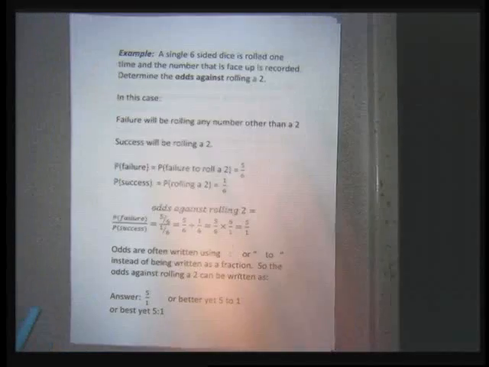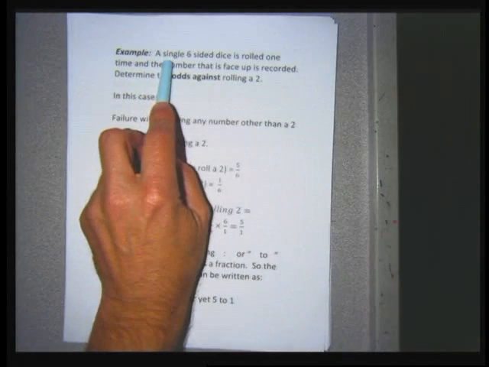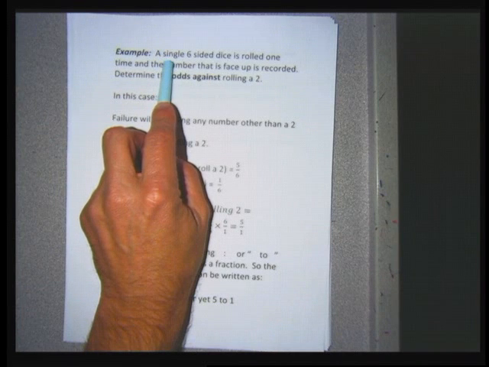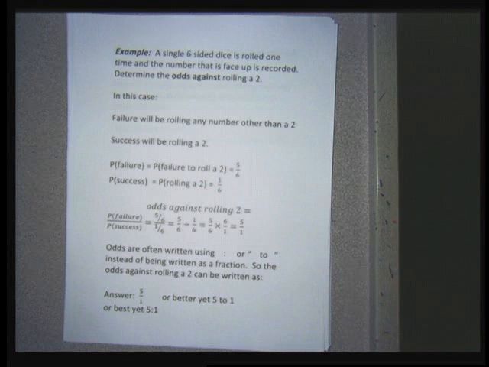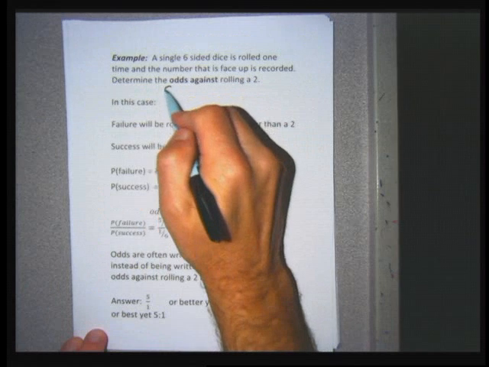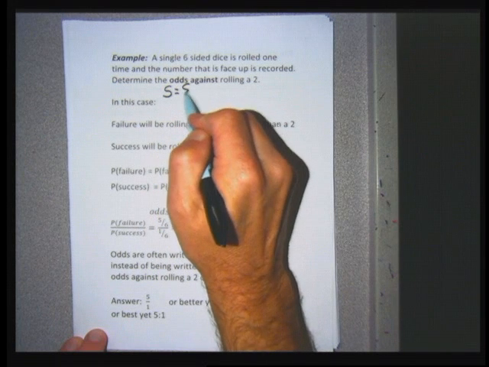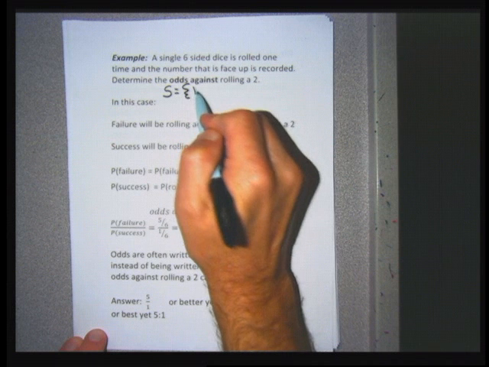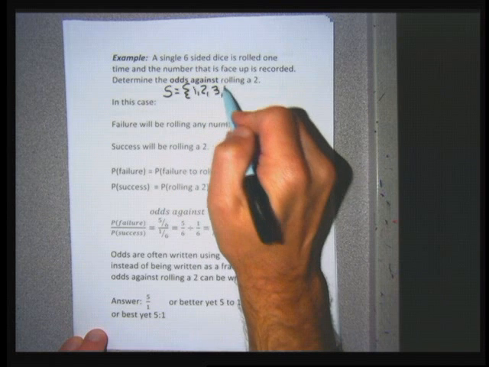To do that in the case of a specific example, a single six-sided dice is rolled one time and the number face up is recorded. Determine the odds against rolling a 2. Well, in order to do odds, I have to be able to do probabilities. In order to do probabilities, I need to know the sample space. So the sample space for rolling a single six-sided dice is any of the numbers 1 through 6 can come up. We did that in section 4.1.